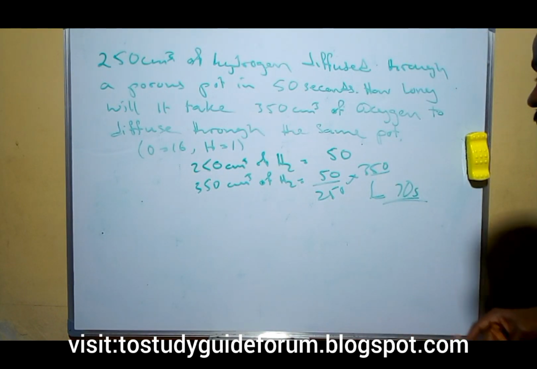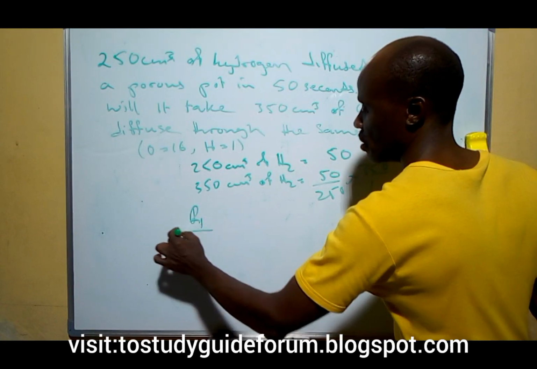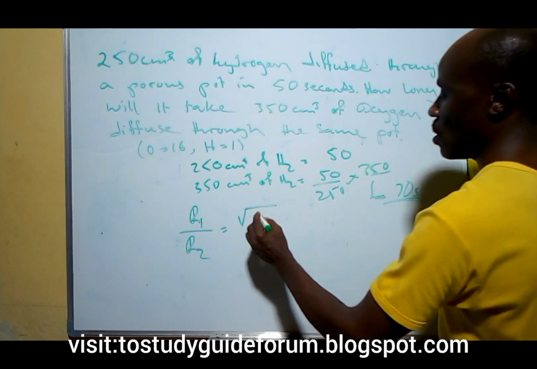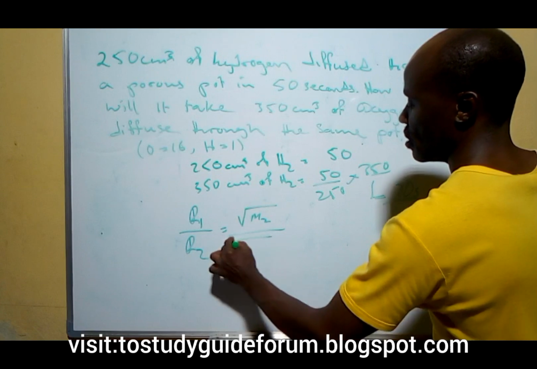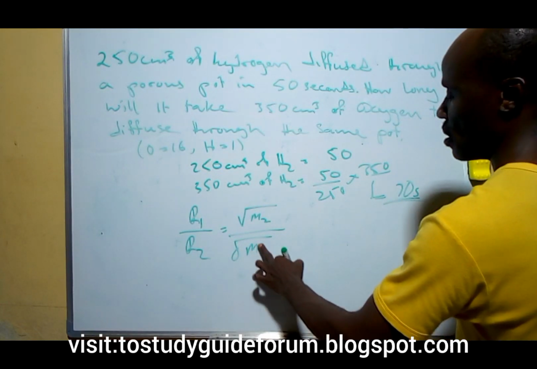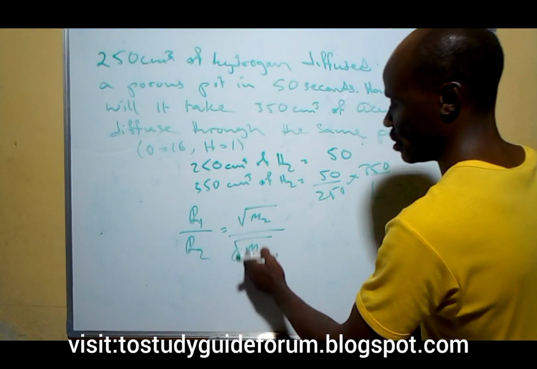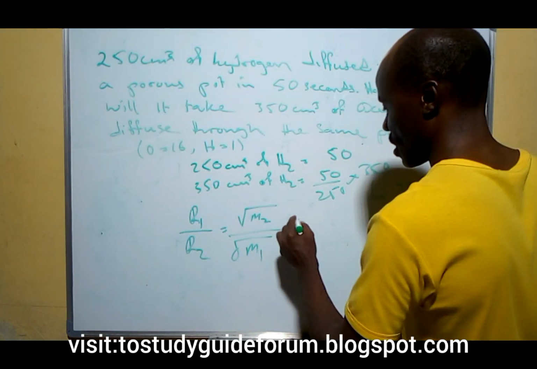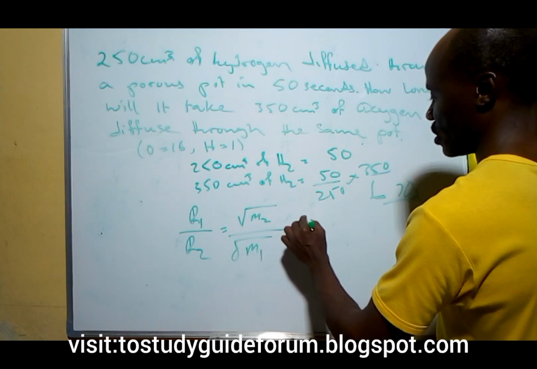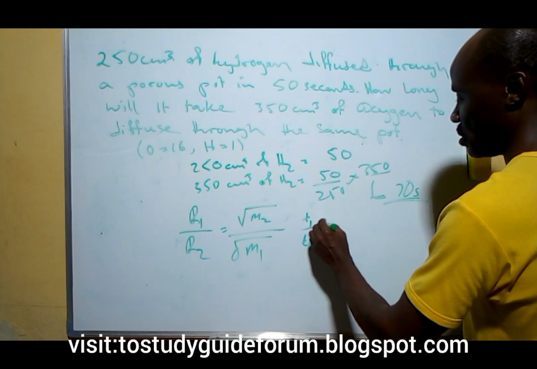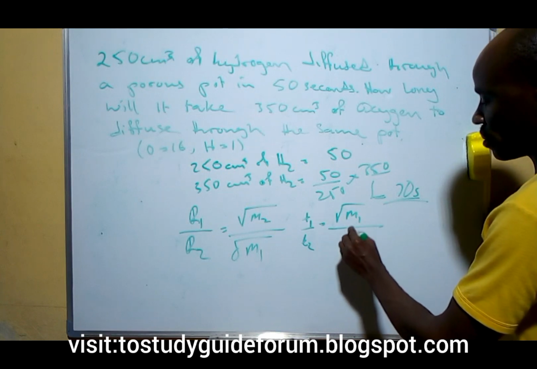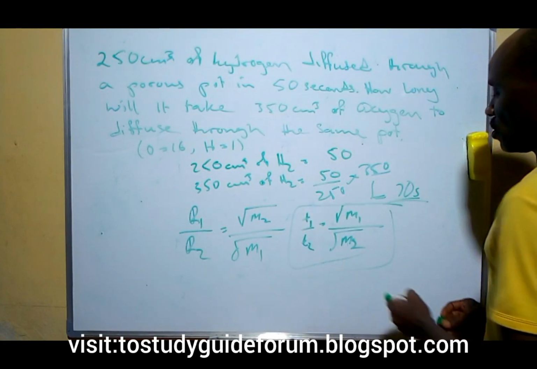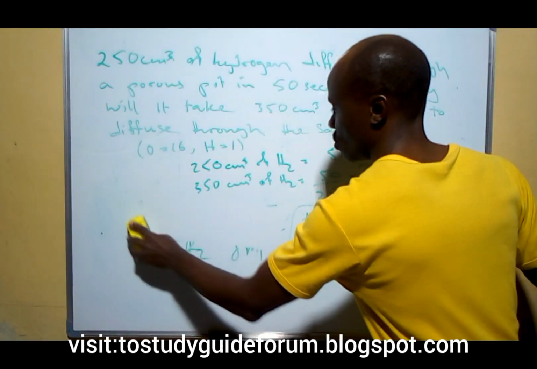hydrogen. So in that case we can easily apply our formula, which is this: 1 for hydrogen, 2 for oxygen, equal to the relative molecular mass of hydrogen and the relative molecular mass of oxygen. But because we are asked to find the time, we can also use the other way around, which is T1 for hydrogen, T2 for oxygen. We can use it since we are asked to find the time, which will make it faster for us. So let's look at what we're going to get here.